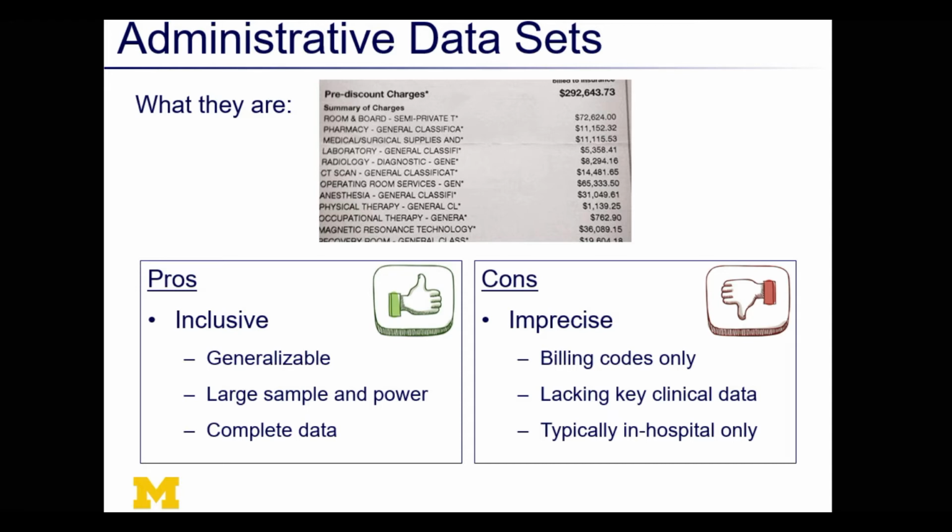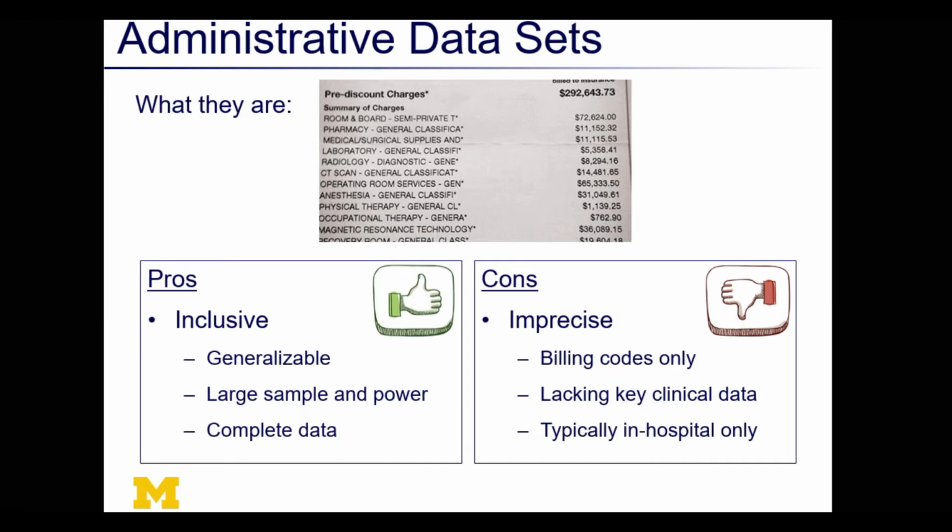The good things about administrative data sets is that they're incredibly inclusive. They include all patients, so they're generally quite generalizable from the data set that you're looking at to the population at large. They provide the opportunity to have large sample sizes with lots of statistical power and the ability to undertake complex analyses. And the data are usually very complete. Because they're used for billing, nobody leaves anything out. This is to be contrasted with clinical data where there are often missing variables, potential for information to be not available.